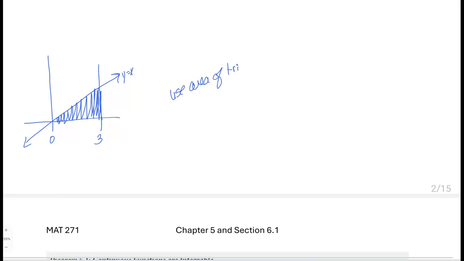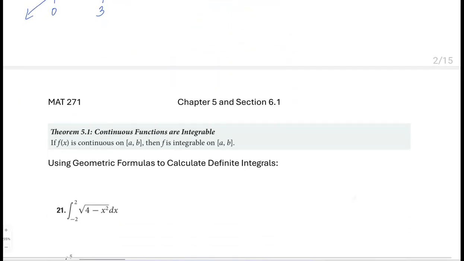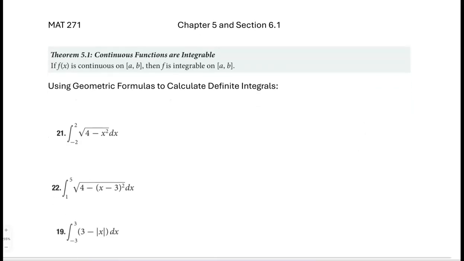For this case, it's a triangle. So area of a triangle is 1/2 base times height. So in this case, it would be 1/2. That base is 3. And that height, if we were to plug 3 into that equation, we would get 3. So we would end up with 9/2 or 4.5 for that area. So let's look at a few more.